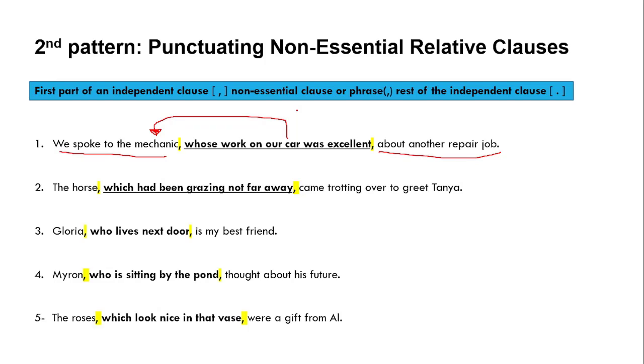We know which mechanic. The horse, which had been grazing not far away, came trotting over to greet Tanya. So this is the non-essential clause, and it refers to the horse. And again, the main clause is the horse came trotting over to greet Tanya. Now you can pause the video, do the same with the rest of the examples.